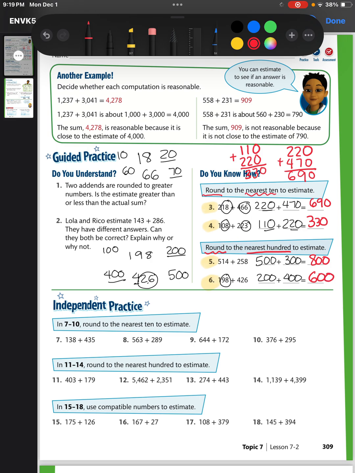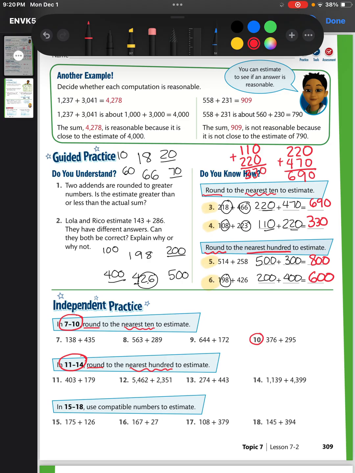Okay, so it is going to be your job to do problems 7 through 10 and 11 through 14. Please be careful that when you're doing this work, it says round to the nearest 10. 11 through 14 is telling you to round to the nearest 100. Please look at the place value that it's asking for, and then you are going to go ahead and find the sum. I will go ahead and do this one right here, number 10, with you to show you how you can do it right below.